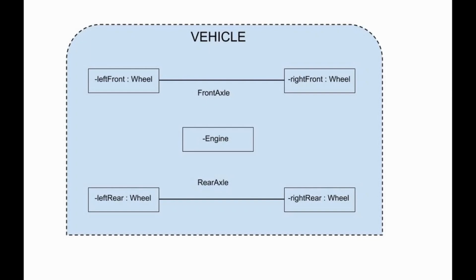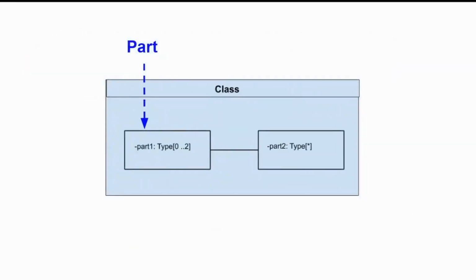In this example, the wheels and the engine are parts of the collaboration, and front axle and rear axle are connectors. A car is a composite structure that shows parts and connections between parts. A part is a diagram element that represents a set of one or more instances owned by a structured classifier. A part describes the role of the instance in the classifier.